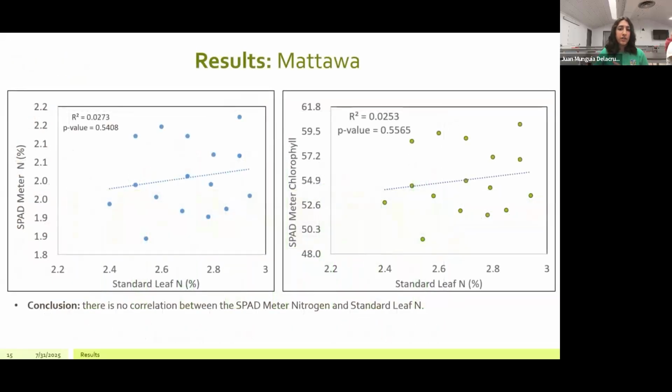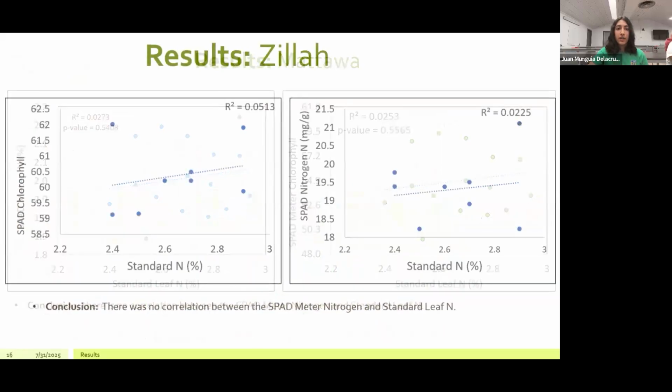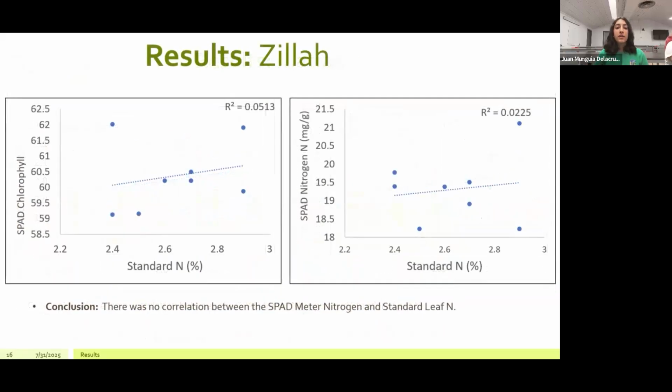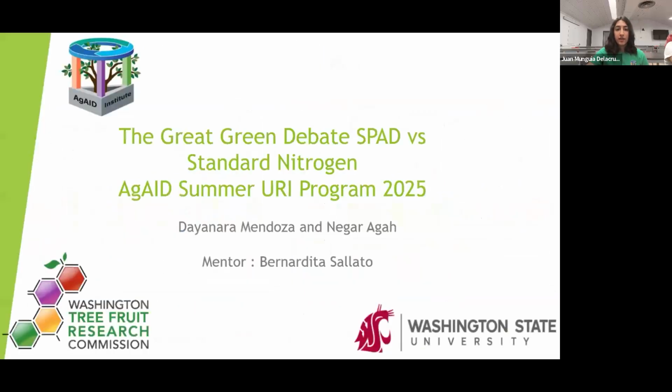But we did find, interestingly, no correlations between the SPAD nitrogen and the standard method nitrogen. And this is something we'll get into later, but for now, we can assume that, okay, there's no correlation. It's also the same with Zillah. There's more explanations that we can get into on this, and that'll happen later on down in our presentations. For now, I'm going to pass you guys off to Dayanara for her portion of the research.